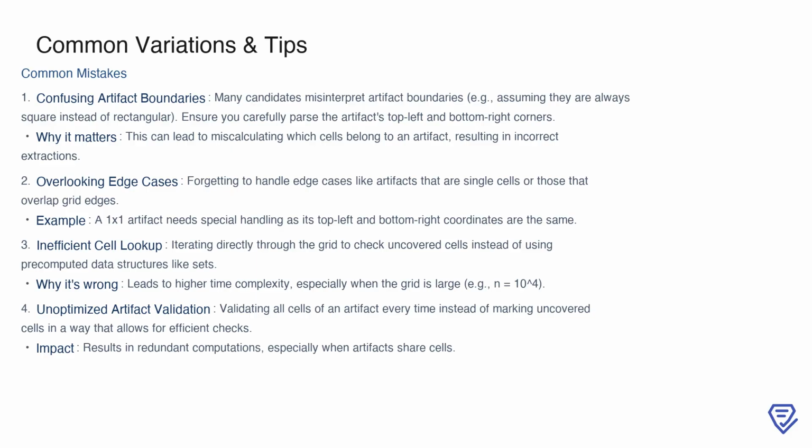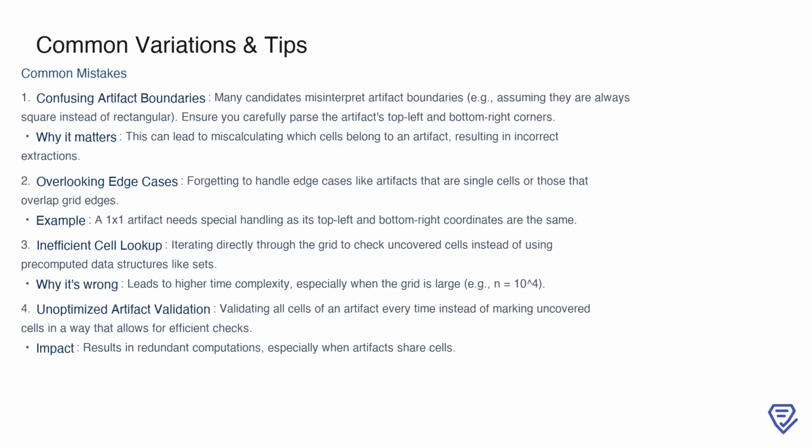Similarly, artifacts that overlap grid edges can cause errors if not handled properly. Then there's the matter of inefficient cell lookups. Instead of iterating through the grid directly to check uncovered cells, which can be very slow for large grids, it's better to use pre-computed data structures like sets for faster lookups.